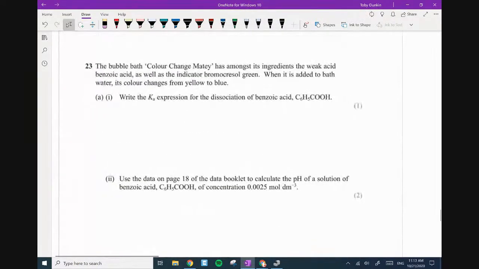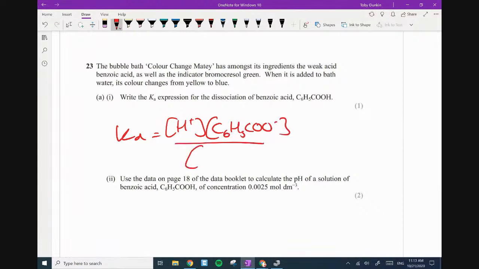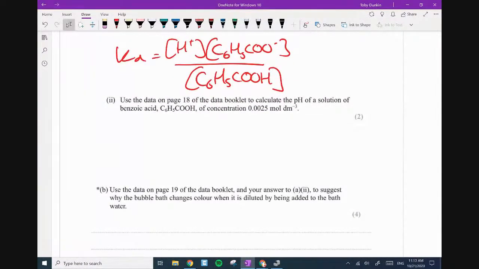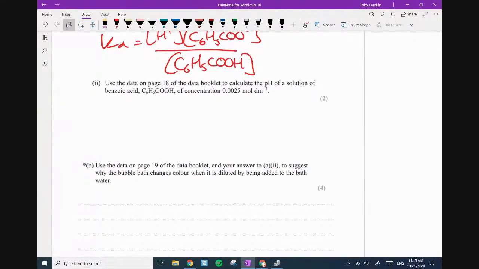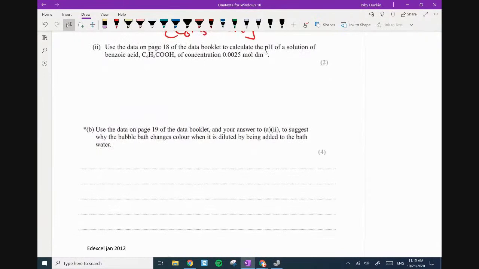My bad. Right, the Ka expression for the dissociation of benzoic acid. Oh, that's nice. Ka equals [H+], everything else left: [C6H5COO-] over [C6H5COOH]. Use the data book to calculate the pH. Oh no! I've got to look up its Ka value. Darn it! Use the data book answer to suggest why the bubble bath changes color.